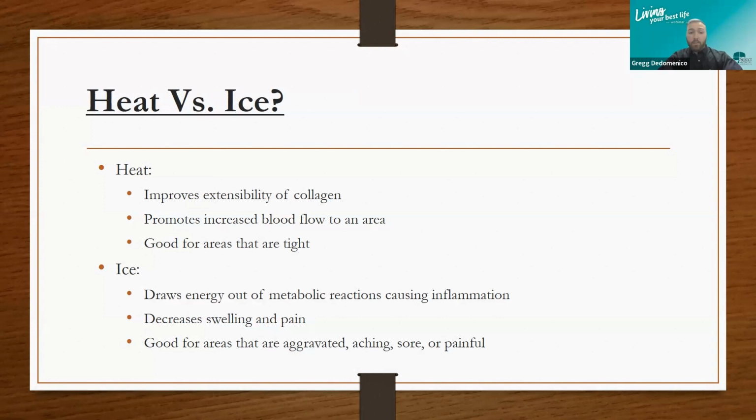Okay. Ice, on the other hand, draws energy out of the metabolic reactions that cause inflammation. So therefore, it decreases inflammation, which thereby decreases some of the localized swelling and some of the pain. Ice is really good for areas that are aggravated, aching, sore, or are acutely painful. It means, when an injury had just occurred or it occurred recently, or if there's a flare-up or a re-aggravation. Ice will be really good to sort of draw down that inflammation in a way that doesn't involve medication. It's not the end-all be-all, but it's another tool in the toolbox, and this is why we use it in our clinics.